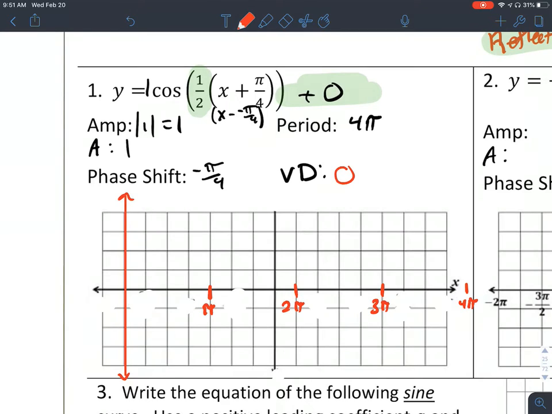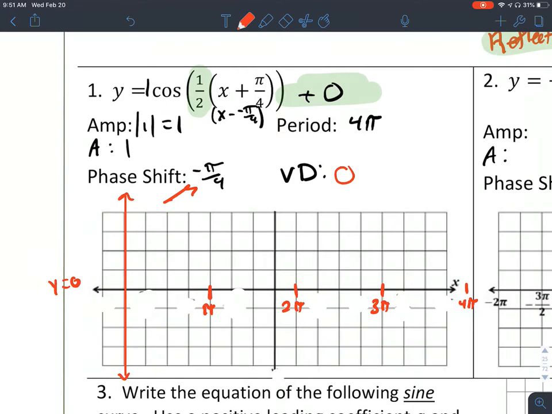Always graph your midline first. Our midline is y equals 0. That is affected by the vertical displacement. Vertical displacement 0, so our midline is still 0. Then, this part's new, you have to incorporate your phase shift next. Our graph normally starts at 0, but since our phase shift is negative pi over 4, it's going to start at negative pi over 4.